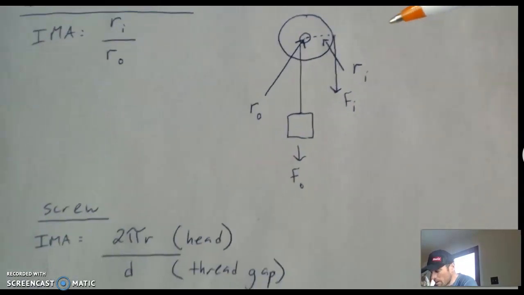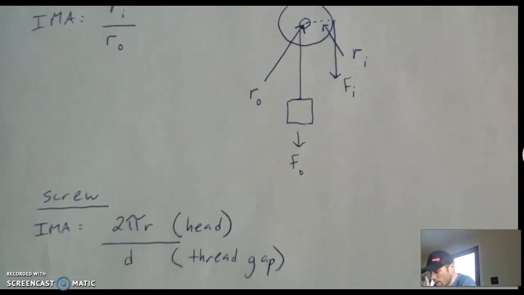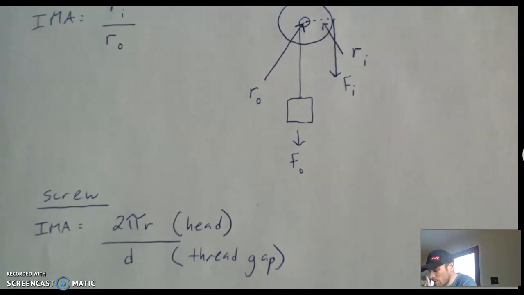For the screw, the IMA is 2 pi r, the circumference of the head of the screw, divided by d, which is the thread gap, the distance between the threads. So if I have a screw with threads that are really close together, like a machine screw, that's going to give me more of a mechanical advantage because that d value is going to get even smaller. So the smaller we get our denominator for all of these calculations finding ideal mechanical advantage, the better off we're going to be to magnify our ideal mechanical advantage.